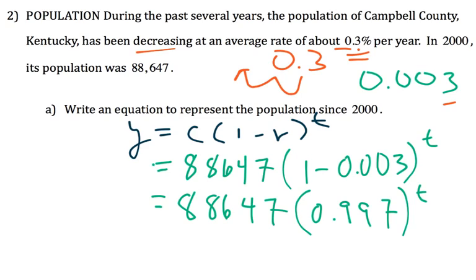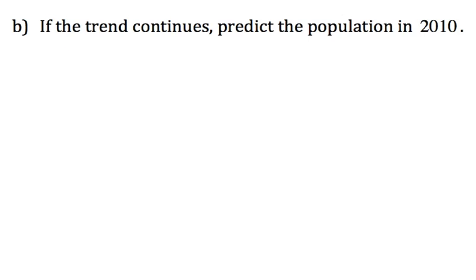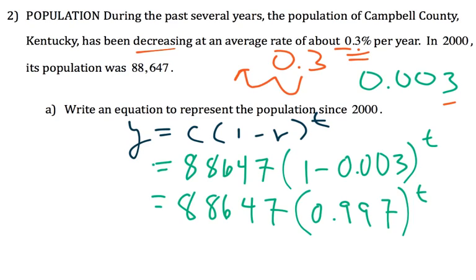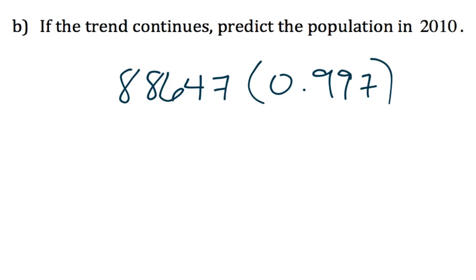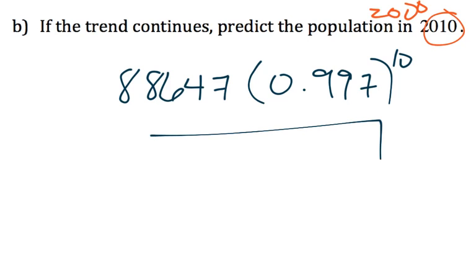Now we're going to have to use this. If the trend continues, predict the population in 2010. So I'm going to jump back, pulling out 88,647, and then I'm going to write my 0.997, and now I have to decide how much time has passed. Well, they're asking me about 2010, so this one's a little bit more straightforward than the other ones, where I'm going to use an exponent of 10 here. Maybe before you even do this, where will your solution end up being? Smaller, and it should.